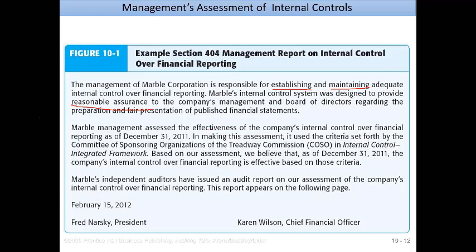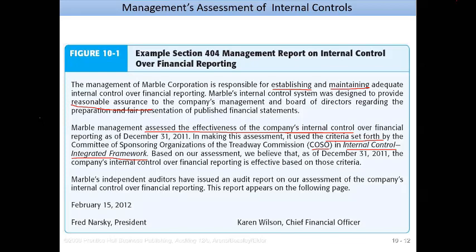Marble management assessed the effectiveness of the company's internal control over financial reporting as of December 31, 2011. In making this assessment, it used the criteria set forth by the Committee of Sponsoring Organizations of the Treadway Commission, abbreviated here as COSO. COSO is the Internal Control Integrated Framework, which we are going to discuss later in the chapter. This is the framework that gave us the main components of any effective internal control, and it is widely accepted, which means it is applied in most countries.